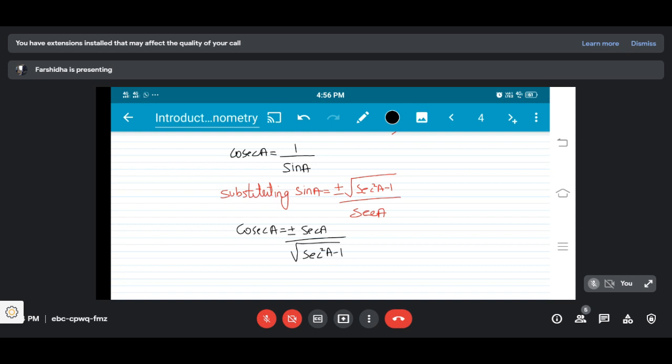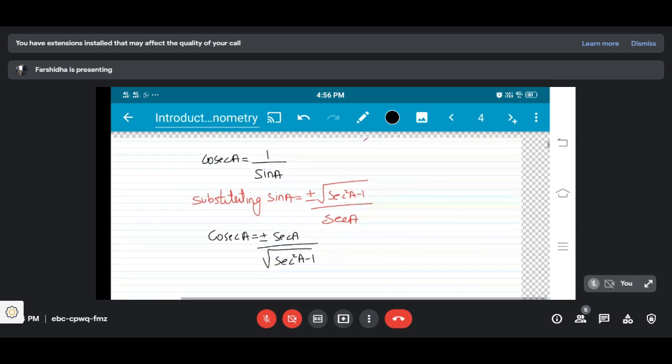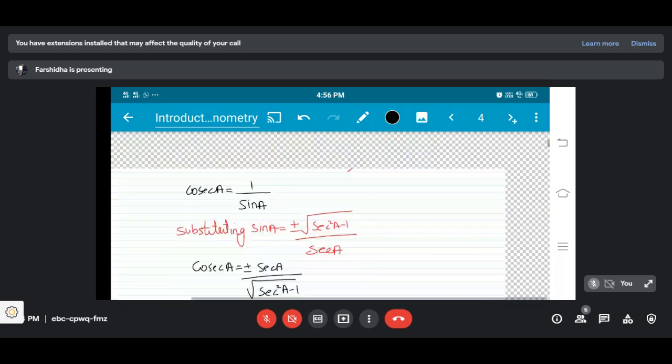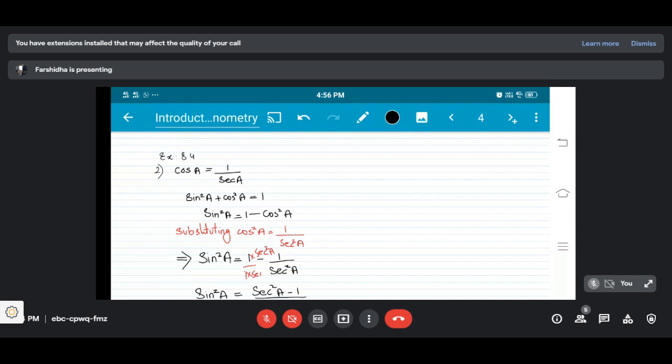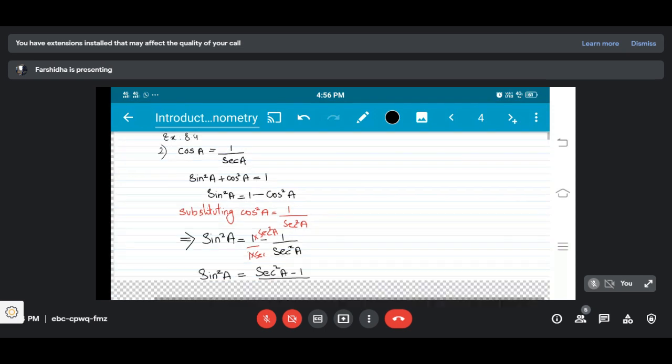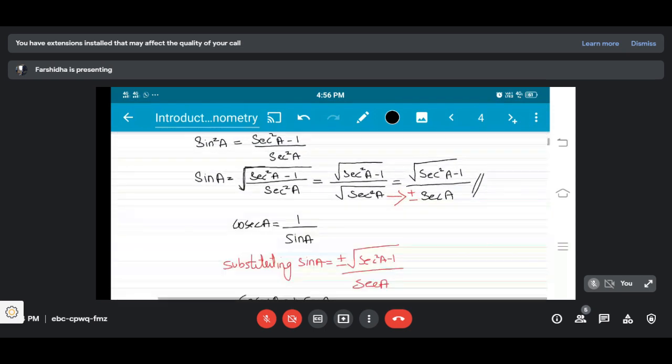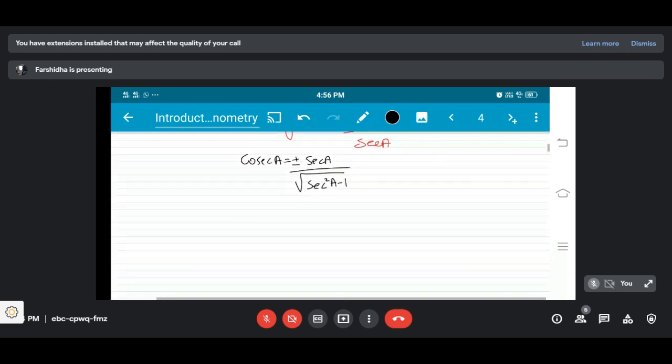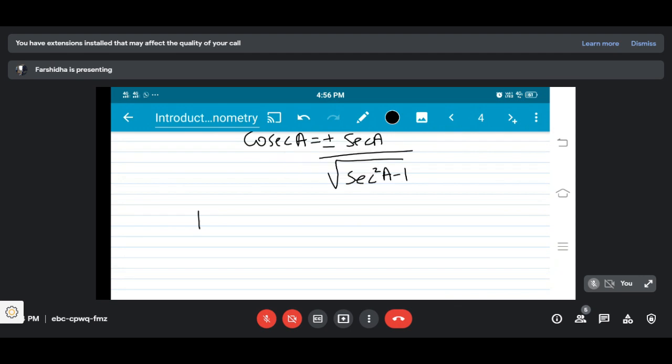Okay, next we need to represent tan in terms of sec. So for that, we'll take the second identity. 1 plus tan square A is equal to sec square A. So our second identity is 1 plus tan square A equal to sec square A.